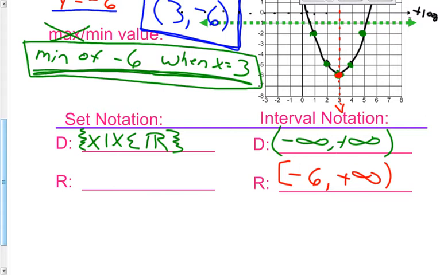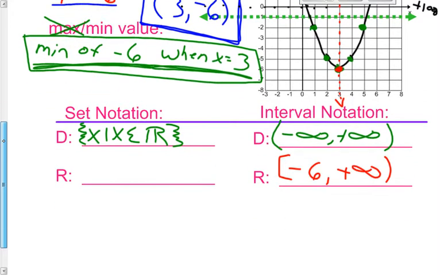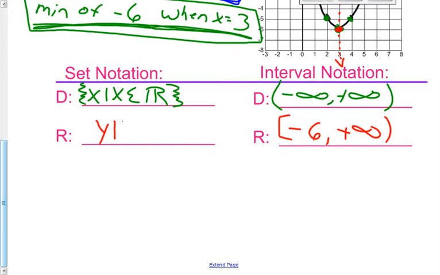So for our set notation, what can our y values be? Y such that y isn't all real numbers, it's only the numbers that are greater than a negative 6. And not only greater than, but greater than or equal to. Because we have this bracket right here, it's greater than or equal to. So you need that line underneath the greater than sign. And that is what I expect of you.